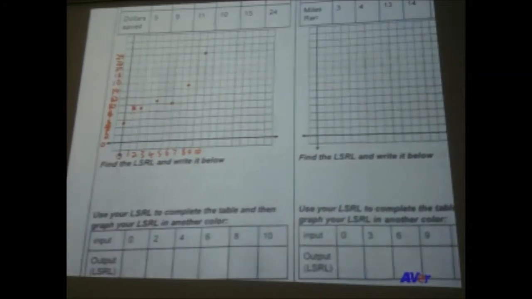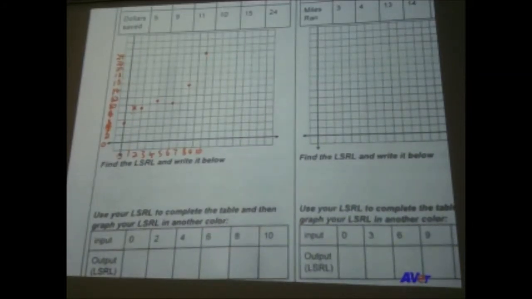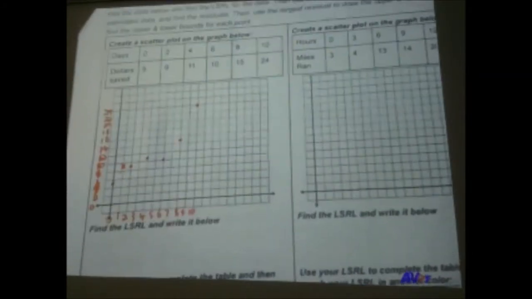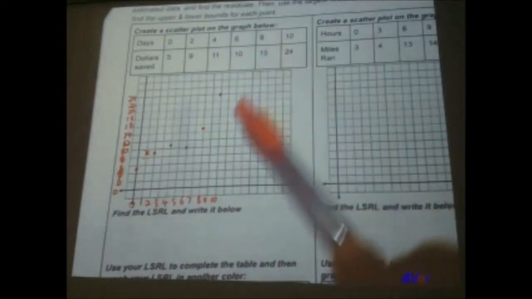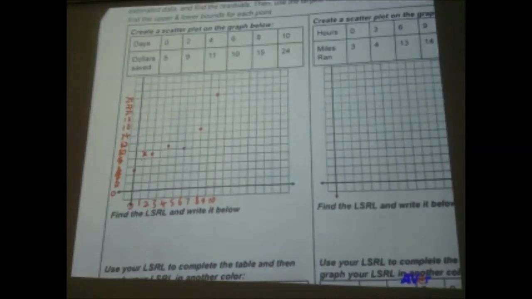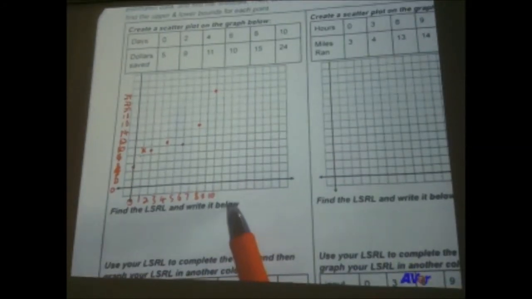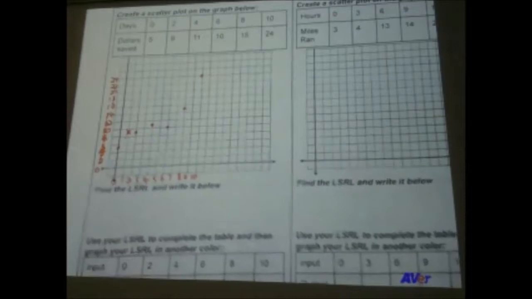All right, so I'm looking at part 2, the upper bound and the lower bound. The first part says create a scatter plot on the graph below. I already went ahead and did that. The next part says find the LSRL and write it below.